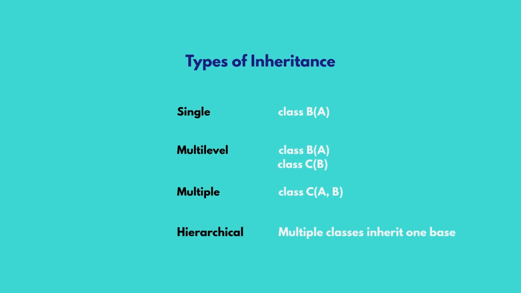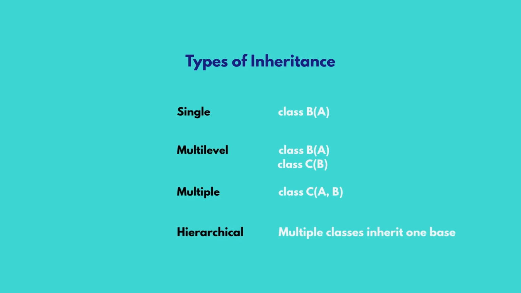The types of inheritance. We have different types of inheritance in Python. We have single, multi-level, multiple, hierarchical. So what are these? Single inheritance is when I'm inheriting one class. So here B class is extending the A class. Okay, this is the single inheritance.